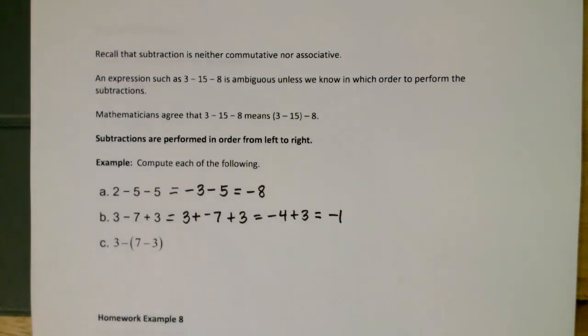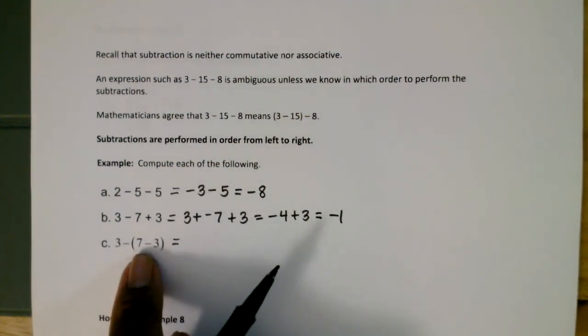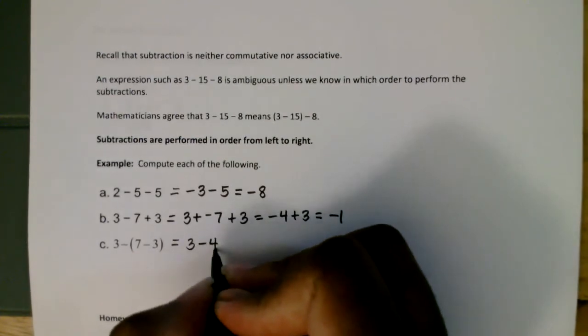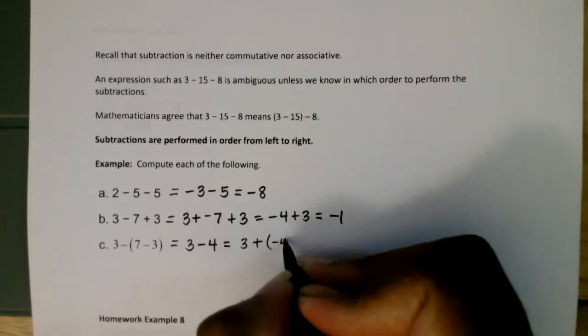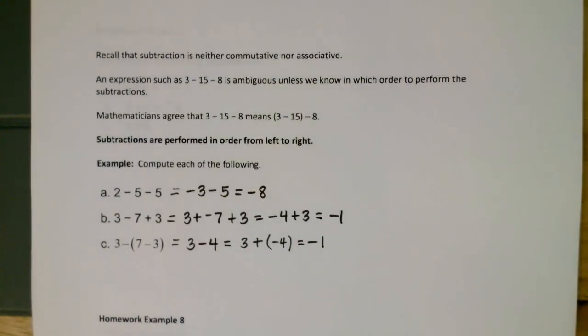Now, part C, you got 3 minus, and in parentheses, 7 minus 3. This time, you're going to do what's in the parentheses first. Do the 7 minus 3, which is 4. So you'll get 3 minus 4, which is the same as 3 plus negative 4. It's adding the opposite. You'll get negative 1.